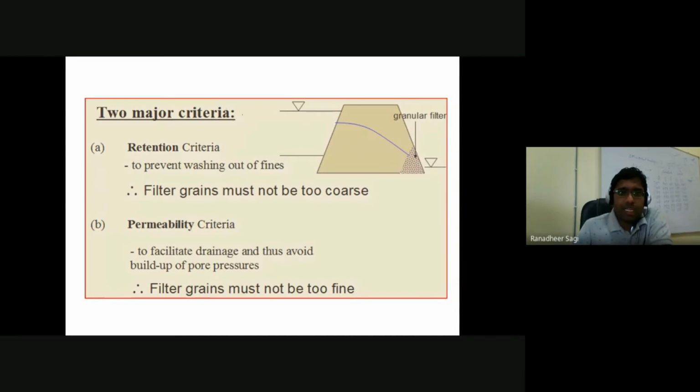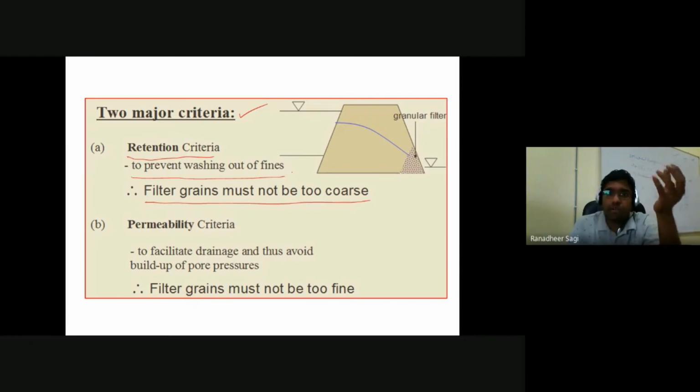The two major criteria that we have to take into consideration when we are trying to design any filter: one is the retention criteria. What does this retention criteria mean? When the fine grained particles are trying to move out of the soil, the filter you have provided should ensure that those fine grained particles will not get washed out of that particular soil. So filter grains must not be too coarse. In the sense, the soil grains used in the preparation of your filter should not have a relatively very large particle size.